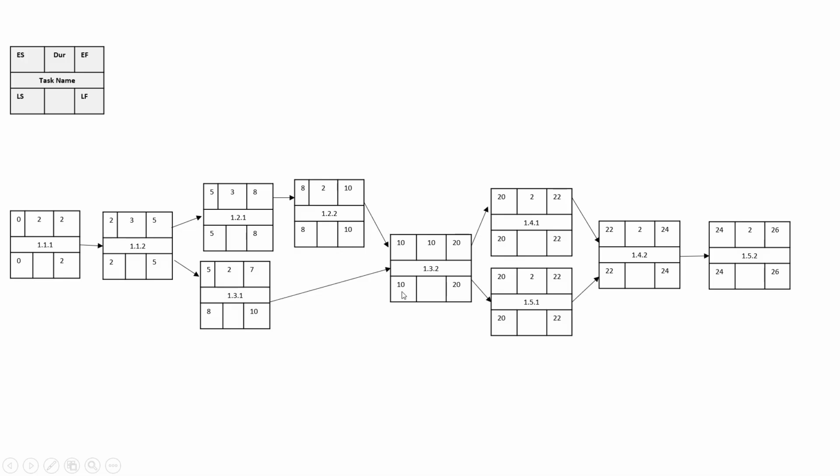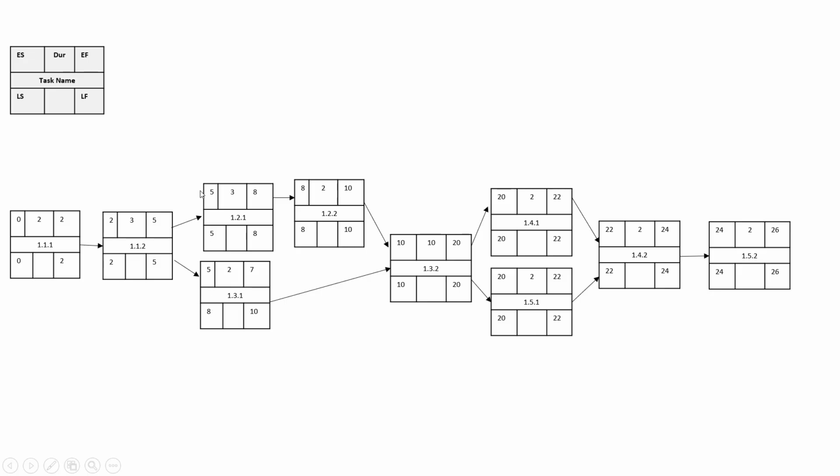So we take the late start of this task and we carry it over to the first previous task. So 10 for the late finish and 10 for the late finish of these two. And then we subtract the duration for each task. So this one is minus 2. 10 minus 2 gives us the 8 for the late start. And this one was also 2 days. So 10 minus 2 gives us the 8 for the late start over here.